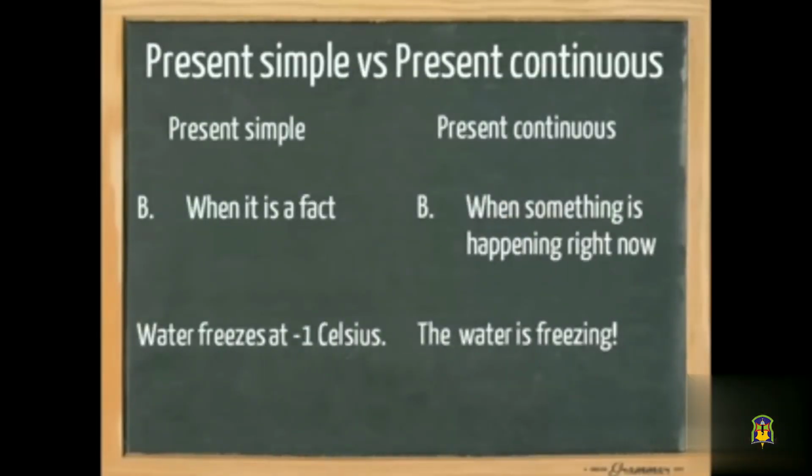Second, when it is a fact or a universal truth, we can use simple present tense. "Water freezes at 0 Celsius." See here, water freezes. It's a fact, a truth, and there we can use simple present tense. In present continuous tense, it is when something is happening right now, when the speaker is speaking: "The water is freezing." See here, is plus verb plus ing form is being used, the present continuous tense.